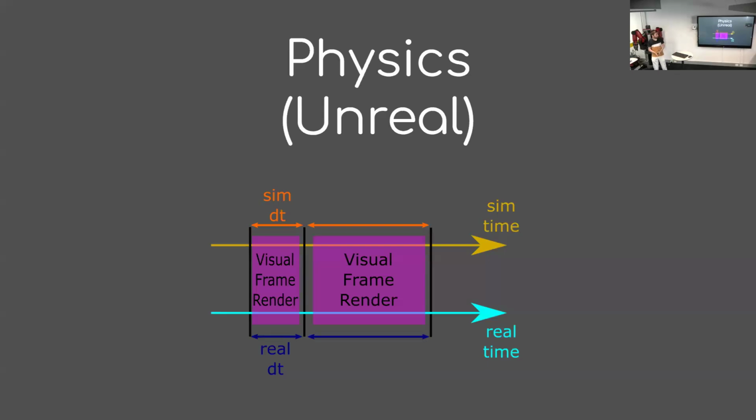It's a similar problem in Unreal. However, they do it slightly differently. So instead of nice fixed physics updates, the physics delta time increases depending on how long it takes to render a frame. So if you put too much time into rendering, then the quality of the physics simulation will go down.